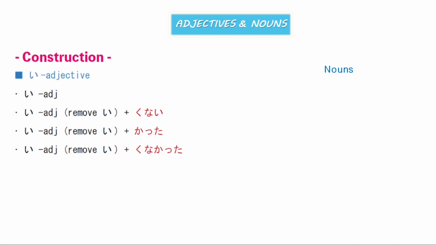So this is how the conjugation looks for an i-adjective. Positive, it remains as it is. If you want to make it negative, remove i, add kunai. If you want to make it past, remove i, add katta. And if you want to make it past negative, remove i, add kunakatta. Right? So oishii, oishikunai, oishikatta, oishikunakatta.